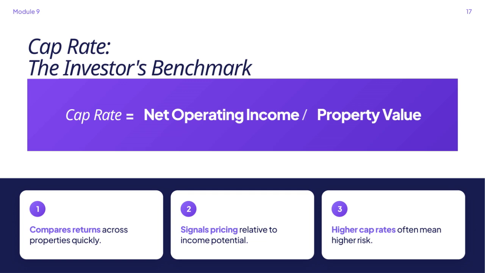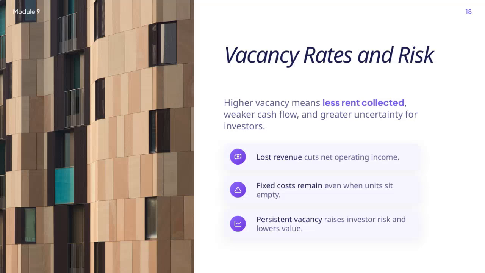Lower cap rates generally indicate higher prices for expected income, while higher cap rates suggest lower prices, often reflecting greater perceived risk. It's important to remember that properties with higher cap rates typically come with higher risk, so investors need to balance their return expectations with the level of risk they're willing to take on. Here, we're focusing on the relationship between vacancy rates and investment risk.